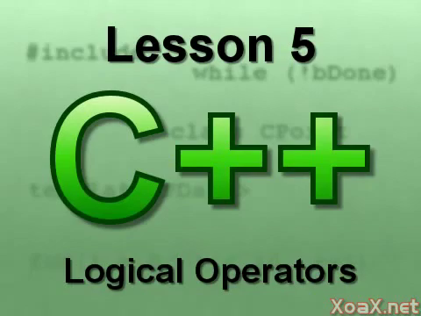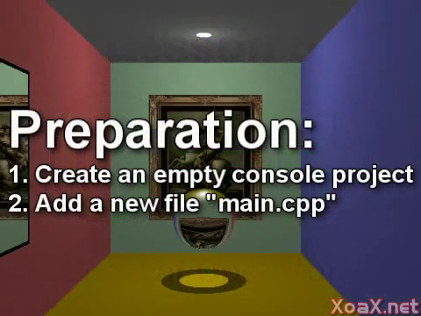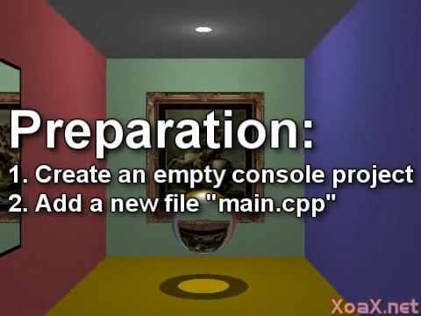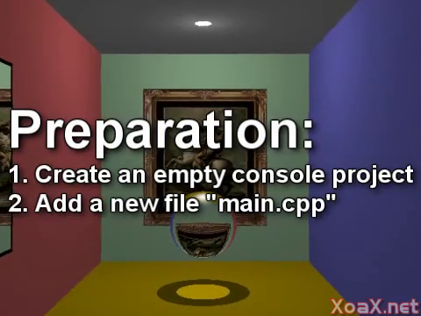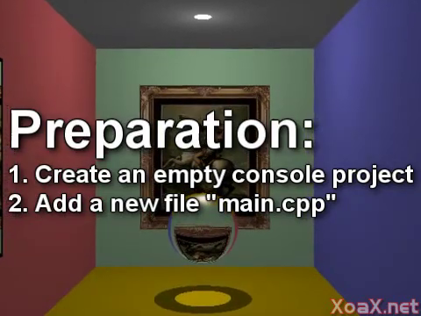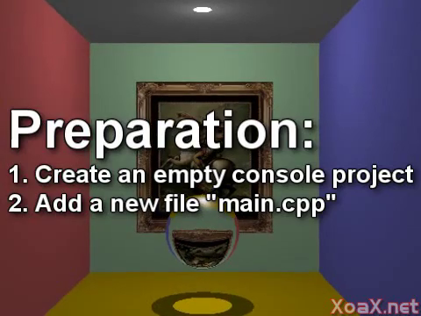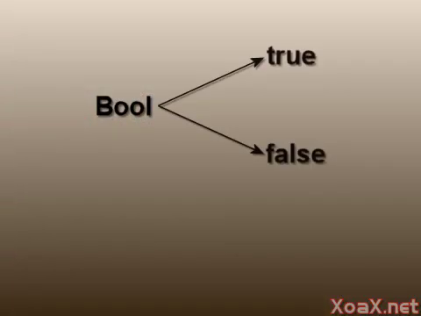Lesson 5, Logical Operators. To follow along with this lesson, you will need to create a new console project and add a new file named main.cpp to it, as we did in Lesson 1. We have already introduced the bool type variable, which can take on the logical values true and false.